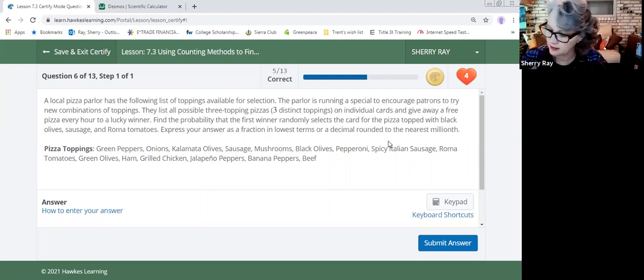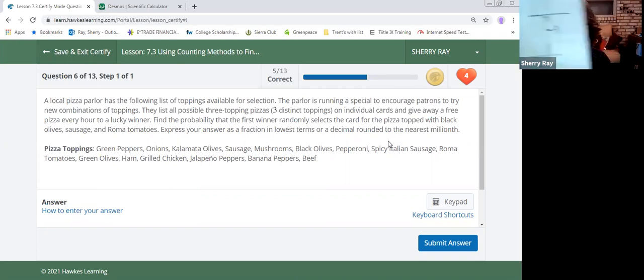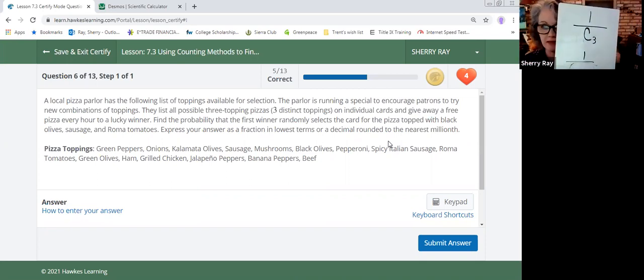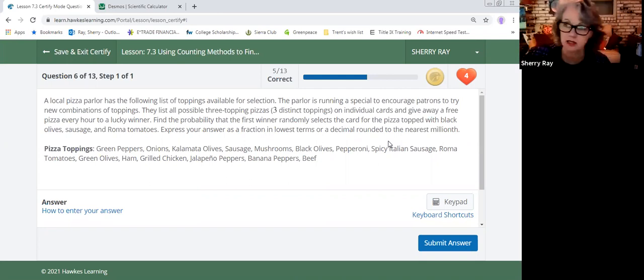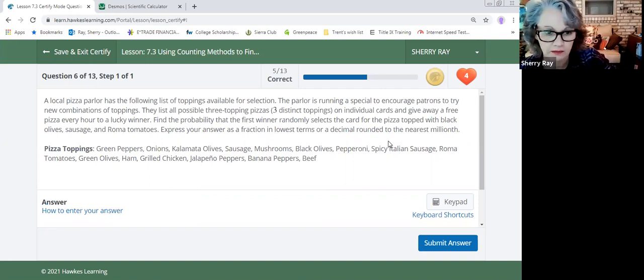We're going to have a combination. We're choosing 3 toppings. It doesn't matter in which order we choose our toppings. And I have to see how many different choices I have here. I have green pepper, onion, 3, 4, 5, 6, 7, 8, 9, 10, 11, 12, 13, 14, 15. I counted 15 different combinations.